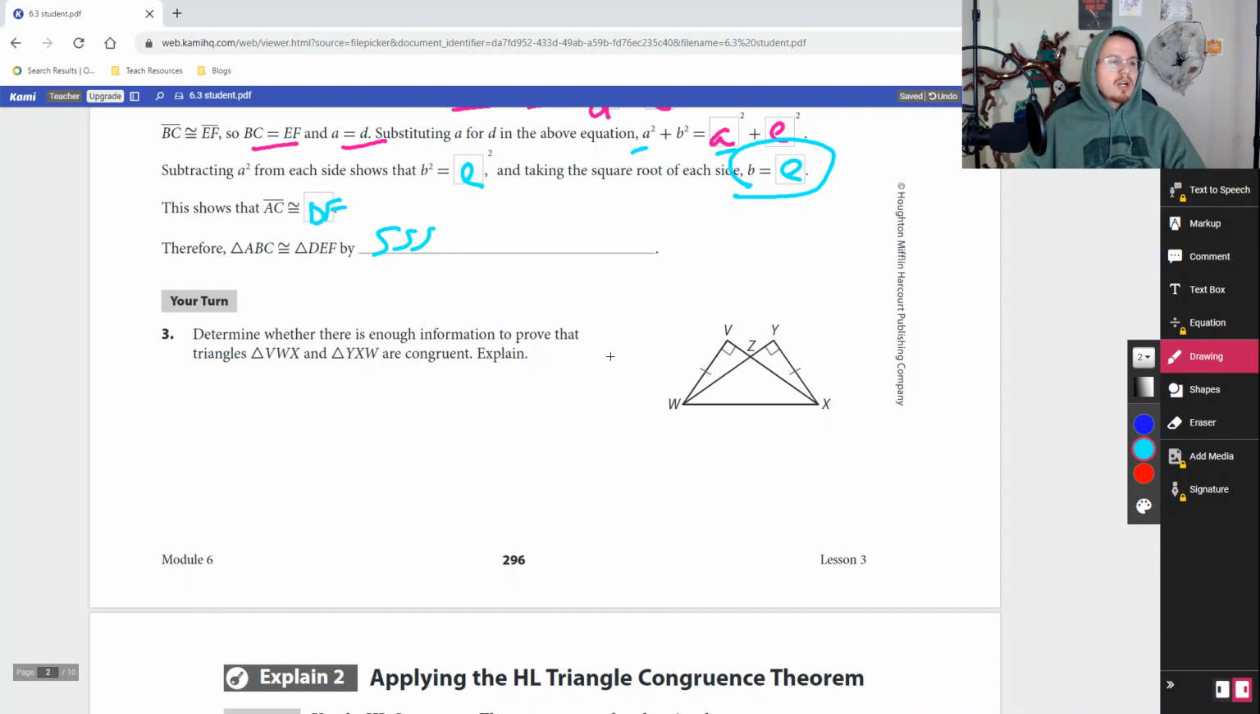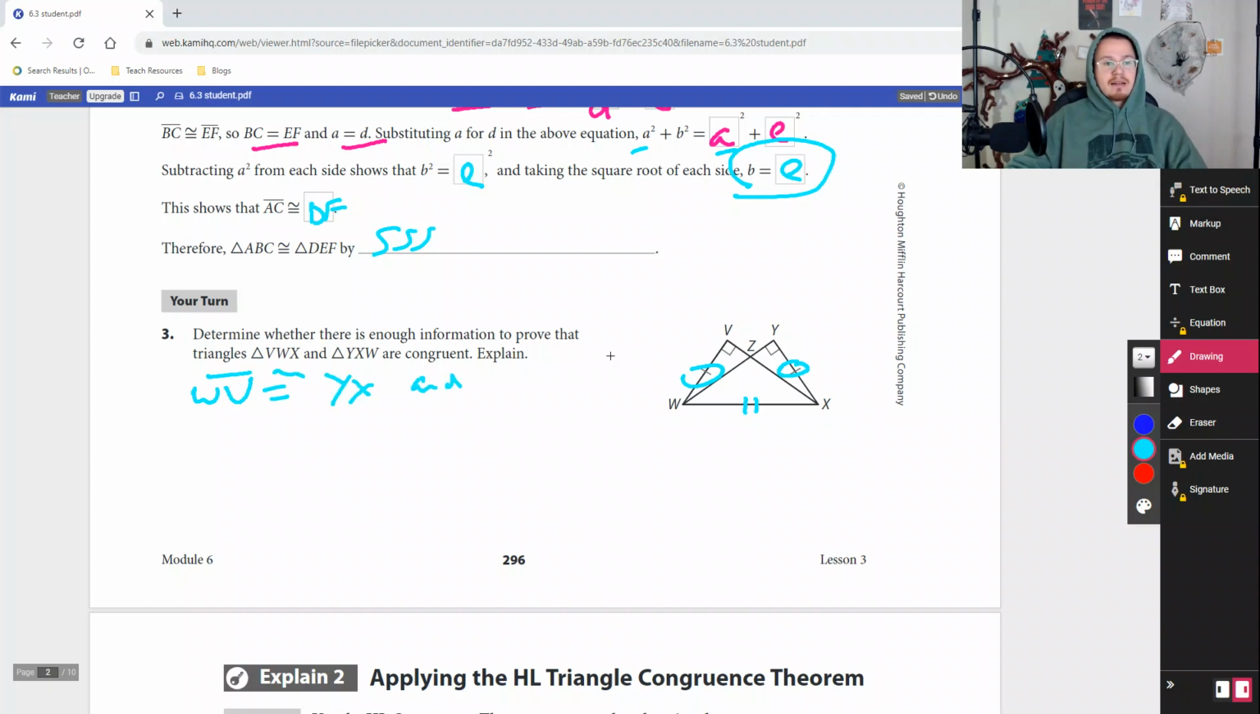So, determine if there's enough information to prove. So we've done one just like this now. Look what is congruent, look what's not. You have a leg and a leg congruent. So we know that they share a hypotenuse, right? It's kind of hard to tell, but this is a shared hypotenuse. And you know that those two are congruent. So you know that you have a leg congruent, so you have WV is congruent to YX, right?